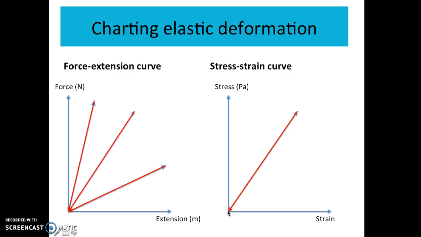And this time, if I change the cross-sectional area or I change the original length, I won't see any change in the gradient of this line, because as you will remember, stress is force divided by area, so I've removed the effects of area, and strain is extension divided by original length, so I've removed the effects of length. So simply changing the dimensions of my object is not going to change the shape of this graph.